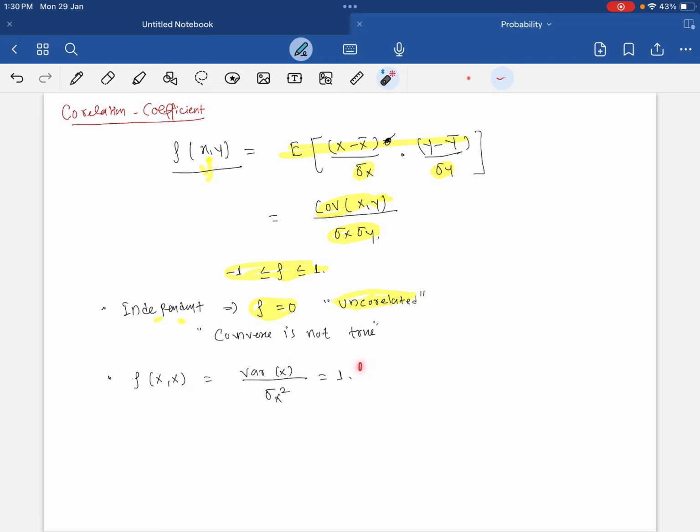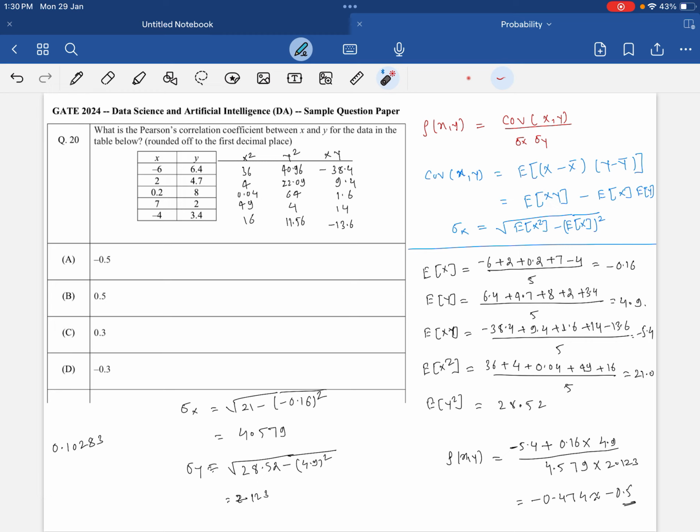Okay, now let's first look at the first example that you have been given in the sample paper. I have already solved it to save time. The point is that you have given x and y, and you have to find the correlation coefficient between x and y. The correlation coefficient is defined by normalizing the covariance, dividing by sigma x and sigma y.